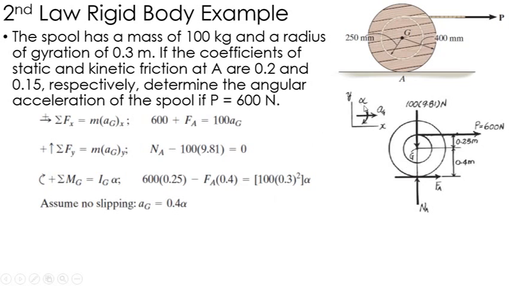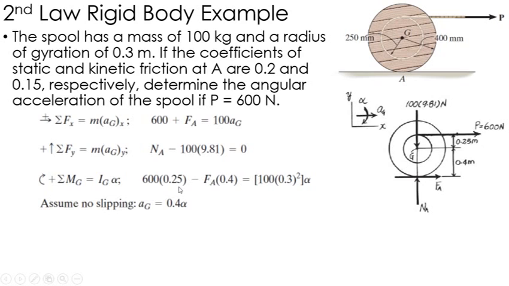Notice that in this problem they've assumed alpha to be in the negative direction. So they're assuming alpha is in this direction and acceleration is in that direction. Which is why the 600 times 0.25 is positive and the 0.4 times FA is negative, to get it in the same direction so that alpha is positive.